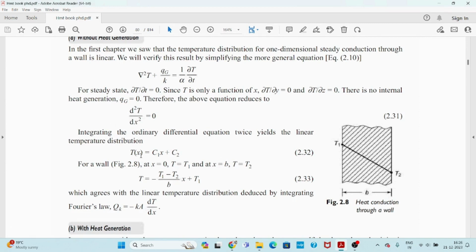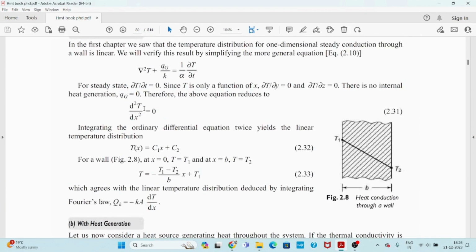If you integrate this, you will get the two coefficients. If you apply the boundary condition, you will get this temperature equation, and this will be similar to this equation in case of steady state with no heat generation.